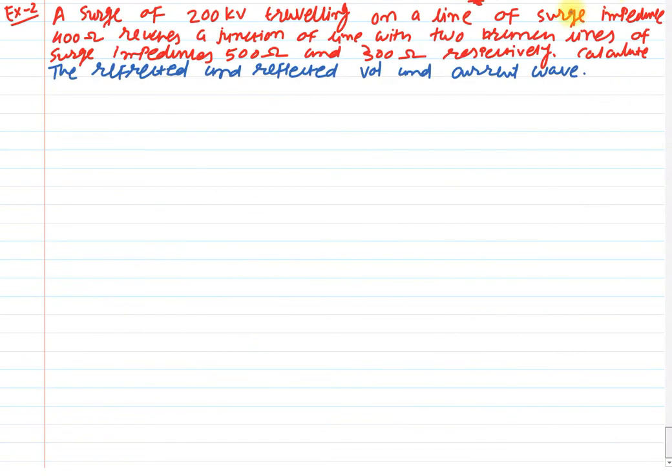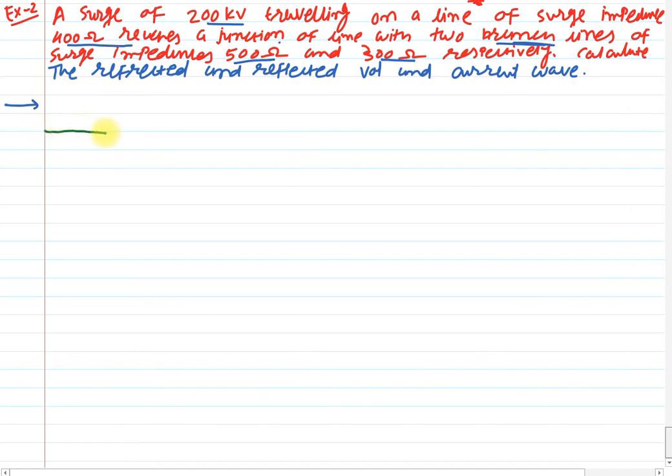Next, second example. A surge of 200 kV traveling on a transmission line of surge impedance of 400 ohm, which reaches a junction of the line with two branches of surge impedance of 500 ohm and 300 ohm respectively. Calculate the reflected and refracted voltage and current wave.